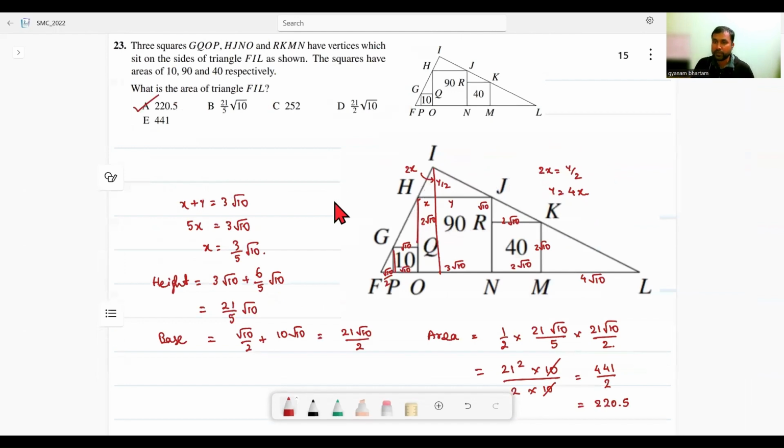So what we applied is similar triangles and ratios. If you have the ratio, and this is the tricky part, we know x and y and the relation between x and y in two ways. So we have two linear equations, and we can solve those two linear equations to find x or y. From there we have the height, and we already have the base directly.